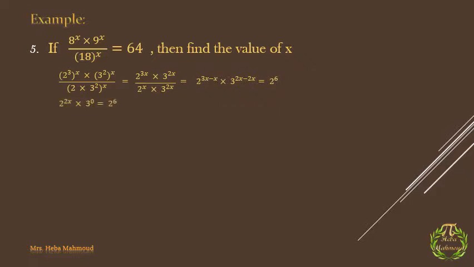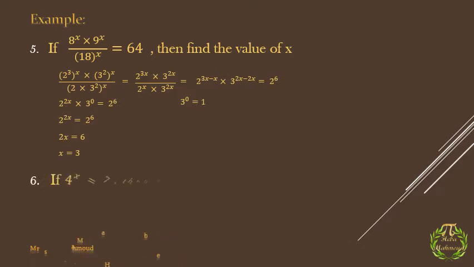So 2 power 3x minus x will be 2x, times 3 power 2x minus 2x will be 3 power 0, equal 2 power 6. Since 3 power 0 equal 1, so 2 power 2x times 1 will be 2 power 2x equal 2 power 6. So since the base equals the base, we can say that the power equal power, 2x equal 6. So move the 2 to the other side by divide, so x equal 6 divide 2, which is 3.